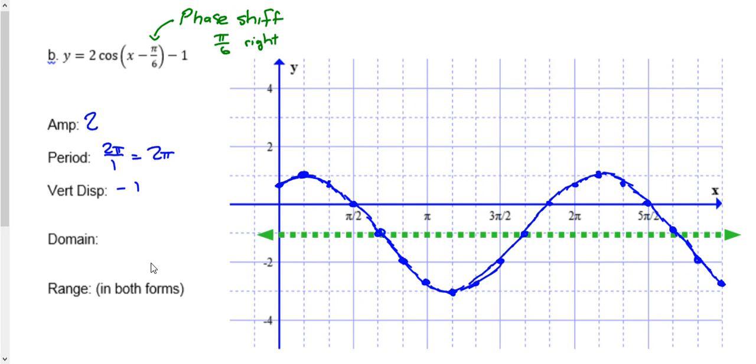So let's fill out our domain again. What's our domain? As far left as we can go is towards negative infinity, as far right as positive infinity. So there we go. Range in both formats. Well, I'm just going to stick to interval notation in this case here. The lows we're going to go negative 3, and the highs we're going to go positive 1.